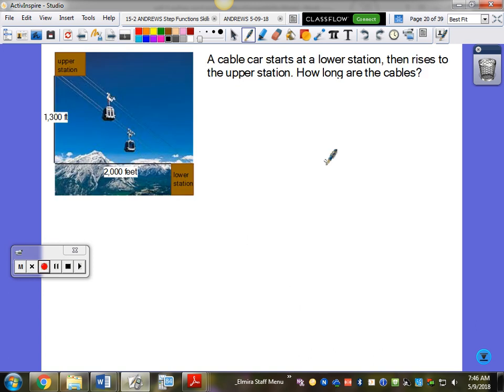A cable car is sitting at the lower station and then rises to the upper station. How long are the cables? So I'm going to look for the right angle. Where does it look like there's a right angle in the picture? Right here in this corner. That means that's a leg, 2,000 is a leg, and 1,300 is a leg. And we want to know the length of the cable. Okay? How long, excuse me, how long is this cable?